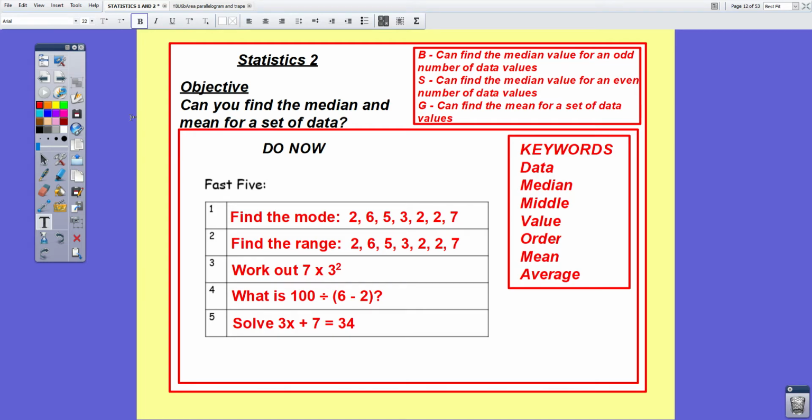And this morning our objective is, can you find the median and mean for a set of data? Now before we get into this, I would like you to try and do the fast 5 do now questions that we have here. So if you want to pause the video for a few moments and have a go at those 5 questions, we'll come back to them and go through the answers in a moment's time.